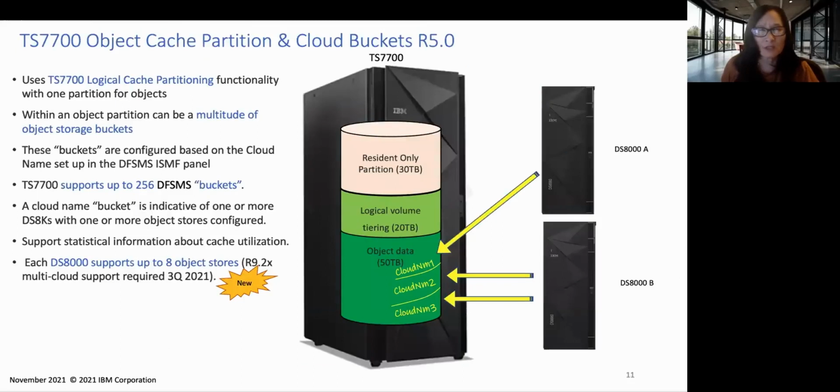So logical cache partition, the only thing I'm going to really talk about in this is actually something that we came out with in 5.0. We haven't talked much about it, but it does come into play for the new functionality that we have. So as I said, we're using cache partitioning in the 7700 to divide or separate that data from your tape logical volume data. But inside that bucket of data, that object data that is shown here on the lower partition, we do separate that data actually by what we call cloud name.